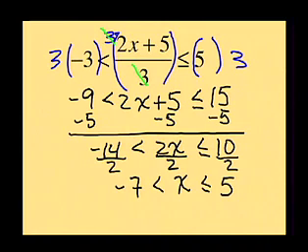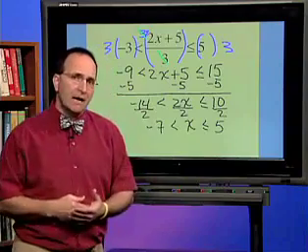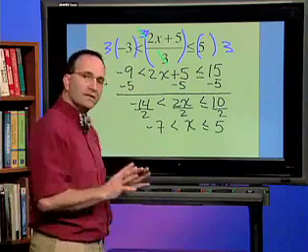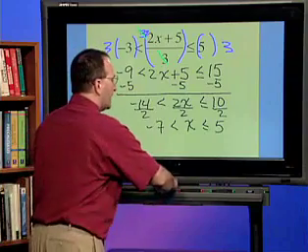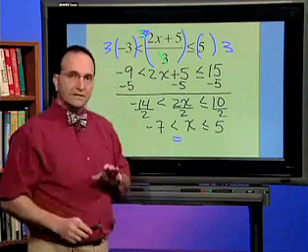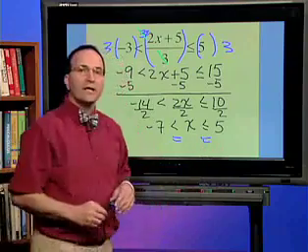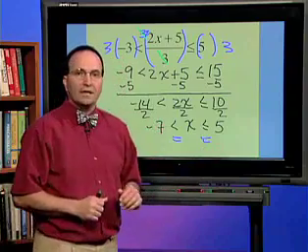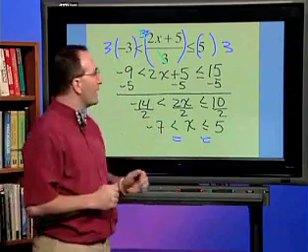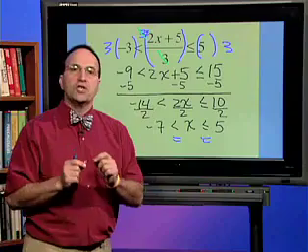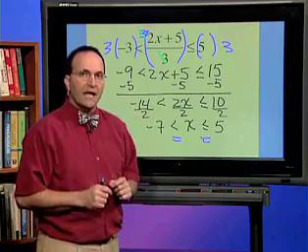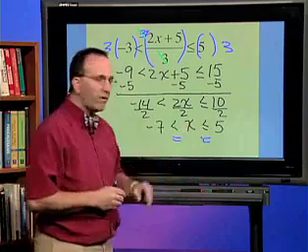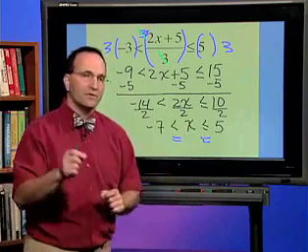To graph that, we need to draw a number line as we did before. Now, there's a difference here when we get to the number line, and the difference is that here we have a less than sign. Here we have a less than or equal to sign. When we go to draw the graph, a less than sign without the equal to part means that negative 7 is not included in the answer, and we will use a parenthesis to represent that. Whereas we've already seen that when it has the equal to part, we use a bracket.